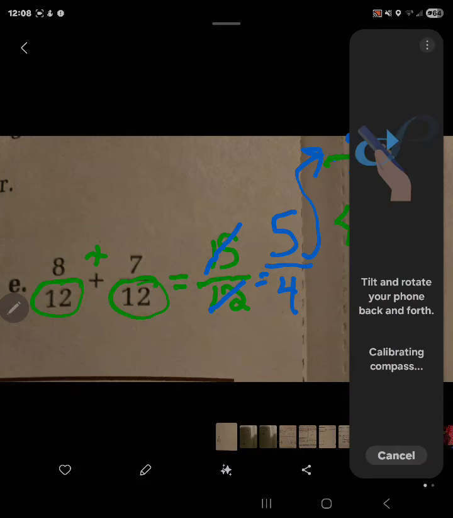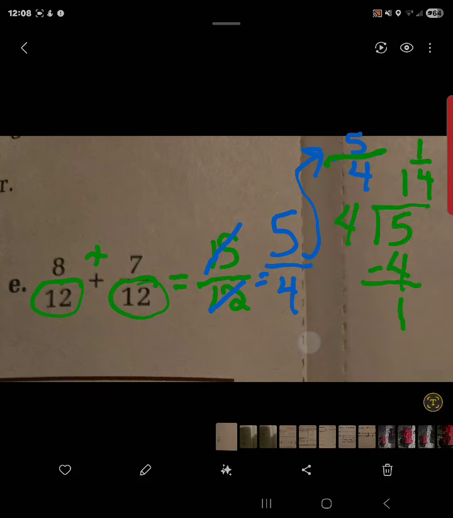Whoops, sorry about that. I don't know what just happened. Oh, my phone is acting crazy.